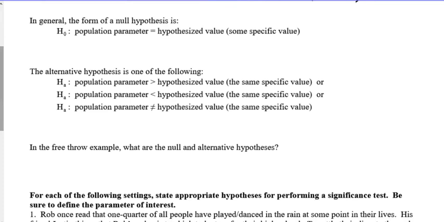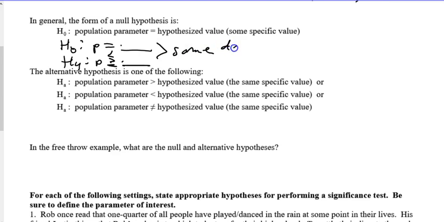Now, in general, this is the format it's going to be in. We're always going to say H sub O colon P equals, and then we're going to have a decimal right there. And then we're going to have H sub A colon P, and there are three choices here. We can have less than, greater than, or equal to the same decimal. That's very important. This decimal will always be the same.